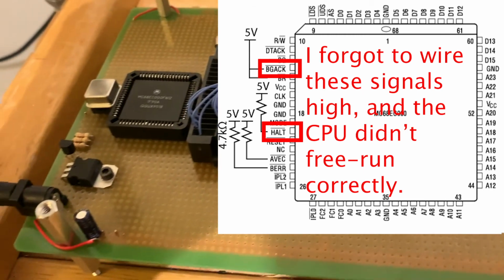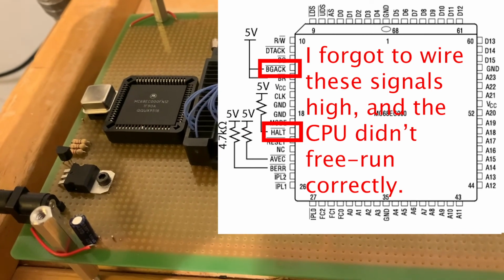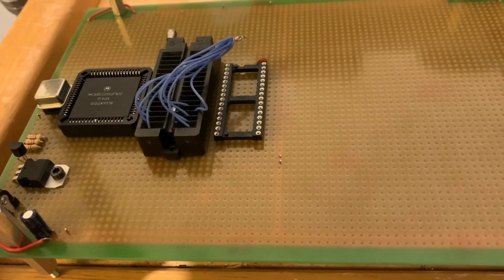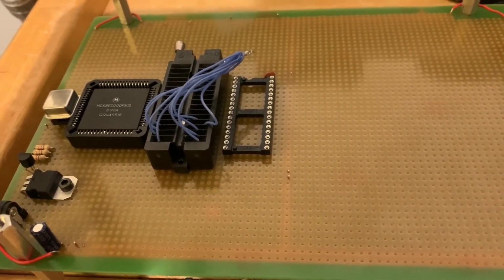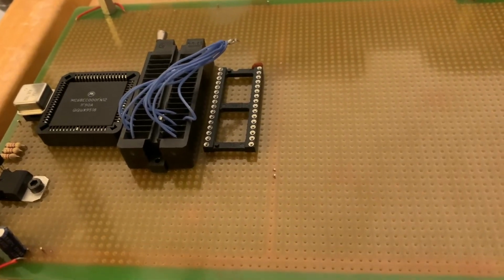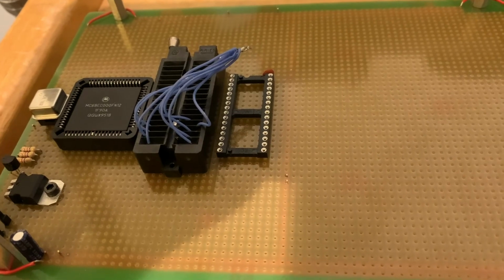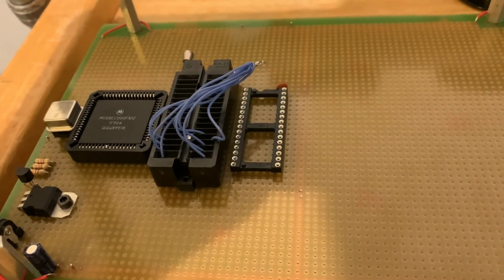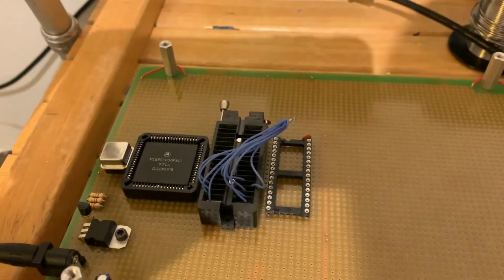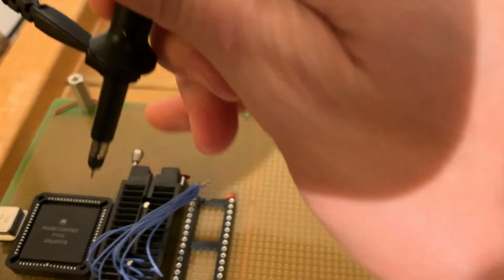Then I noticed that I had forgotten to wire a couple of the other signals high. It turns out that I had forgotten to wire bus grant acknowledge high, and I also had not wired halt high. I think halt needs to be wired high, but I definitely forgot to wire bus grant acknowledge high, BG-ACK. It's pin 13. As soon as I wired those 2 pins high, halt and bus grant acknowledge, the address strobe just started working and the free running was working. So that's the reason why we free run this thing, just to make sure that we got all the signals working correctly.